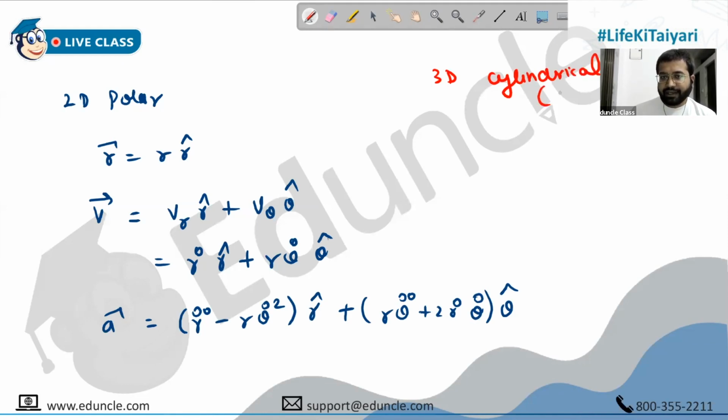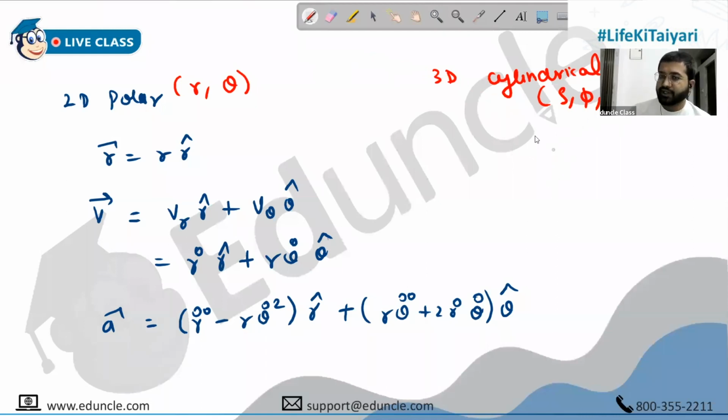I had given you a shortcut trick to remember 3D cylindrical if you ever get confused. 3D cylindrical has rho, phi and z. Here you have got r and theta. The role of r is played by rho, the role of theta is played by phi, and z is just a vertical height, people. When z becomes 0, the whole cylinder becomes a circle. If the cylinder's height becomes 0, it becomes a 2D circle, like you have compressed the cylinder. So cylindrical coordinates convert into 2D polar when z becomes 0.